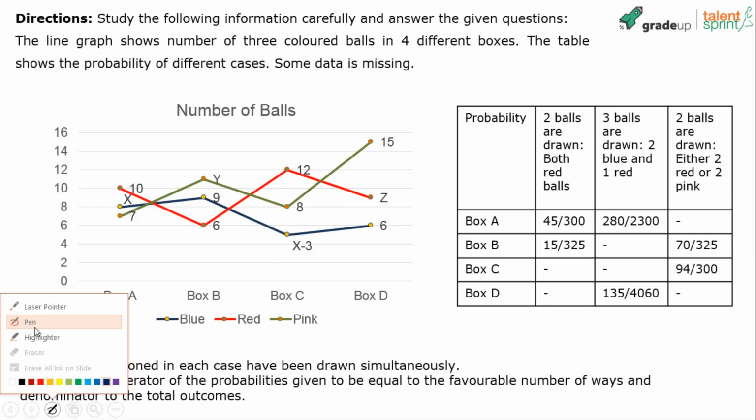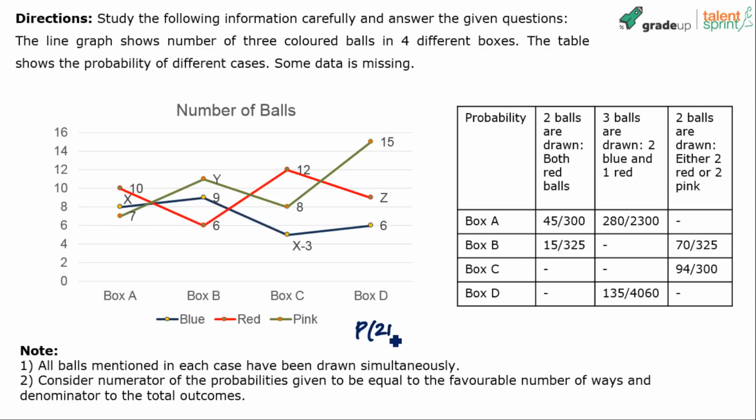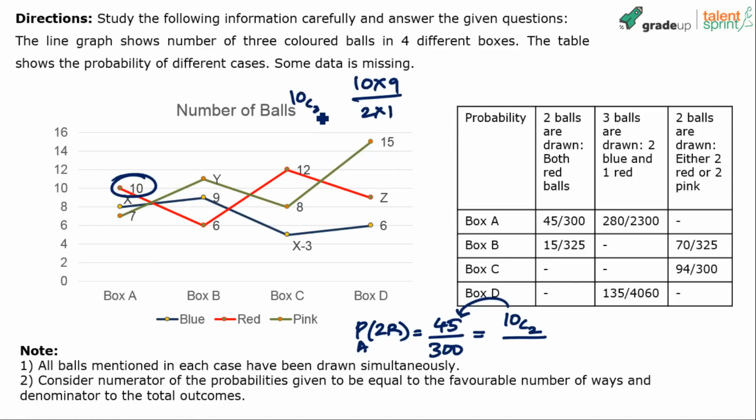Sorry. So what have we understood? For box A, the probability that both are red is 45 by 300. See how many red balls are there in box A? 10 red balls. In how many ways can you choose 2 red balls out of 10? 10C2 ways. And remember, 10C2 is equal to 45. What is 10C2? 10 into 9 by 2 into 1. That's 90 by 2, 45. That's what has been given here, right?